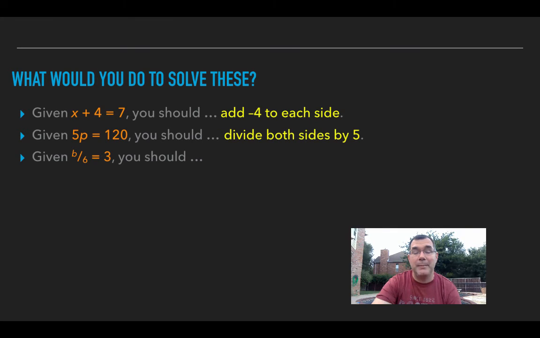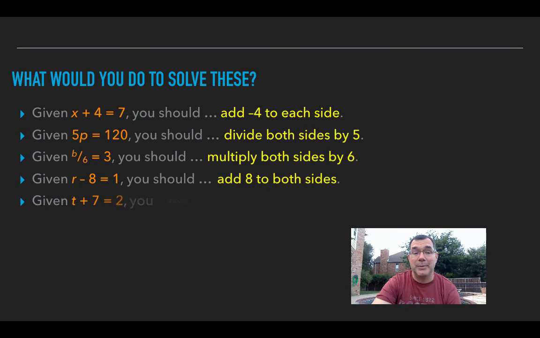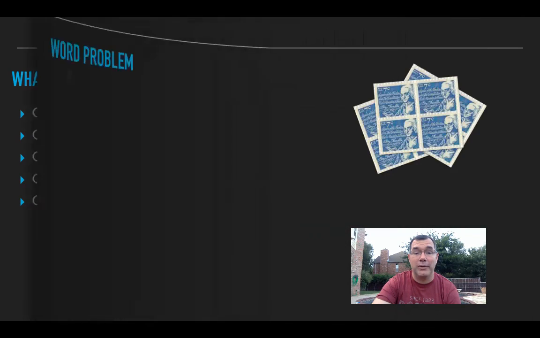If b divided by 6 is equal to 3, well, what's the opposite of dividing by 6? Multiplying by 6. If r minus 8 is 1, well, r has 8 being subtracted from it. What's the opposite of subtracting 8? Adding 8 to both sides. So you kind of get the idea. If t plus 7 is 2, the opposite of adding 7 would be adding negative 7 or subtracting 7, however you want to think about it.